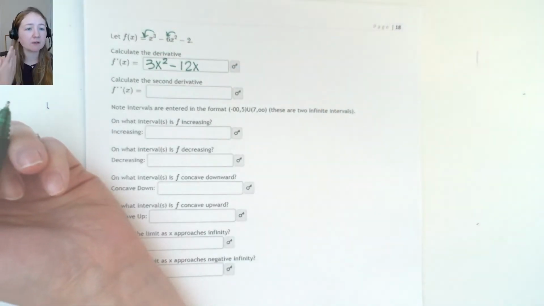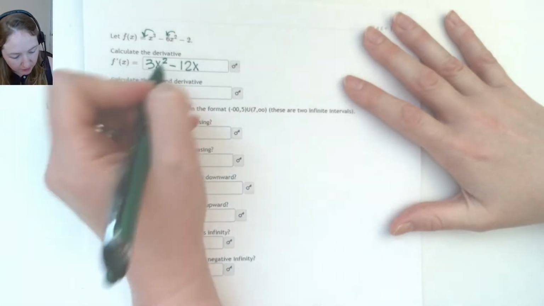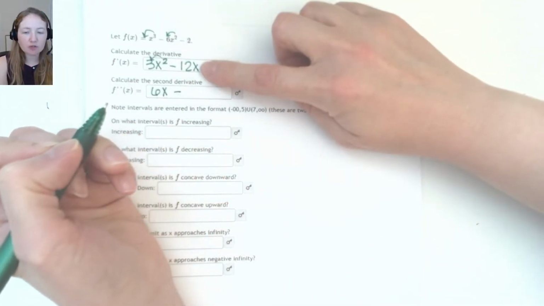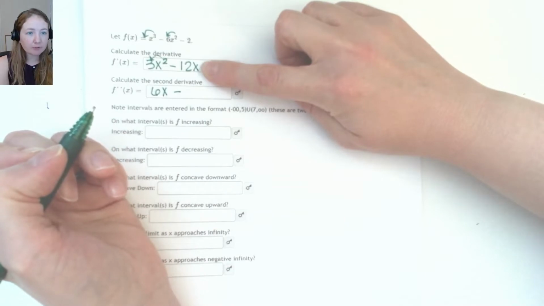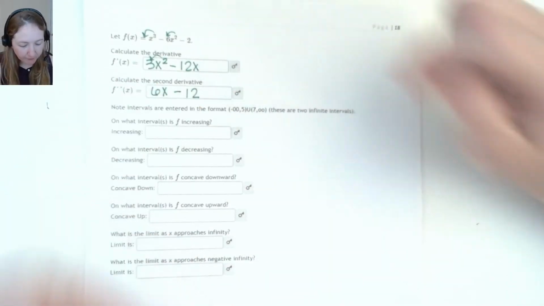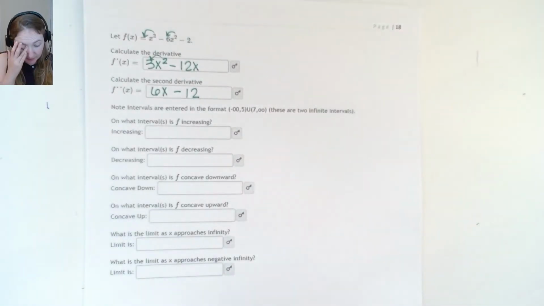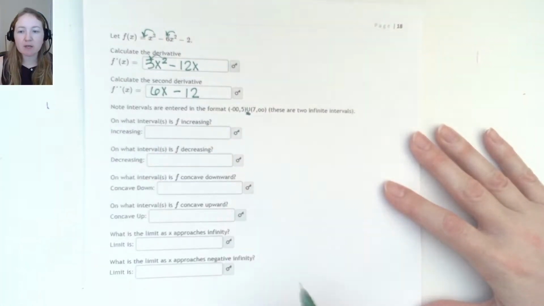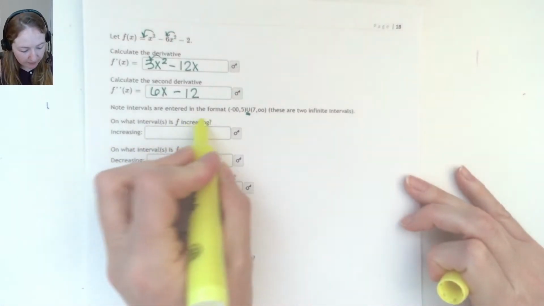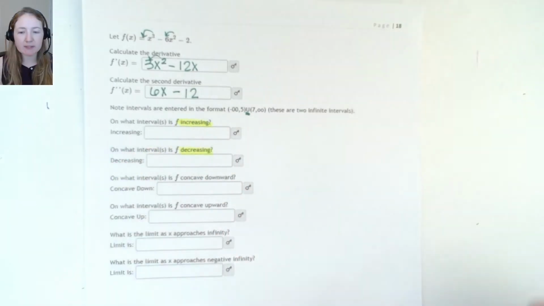Then they ask us to compute the second derivative. So we're going to have 6x and then minus the 12x. That is a linear term, so that will go to the coefficient of just negative 12. Now, they do have this statement about how the intervals need to be separated with a union if you have two separate intervals. And then the next set of questions is where is it increasing and where is it decreasing?